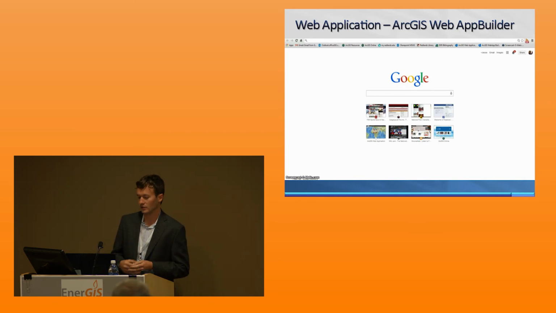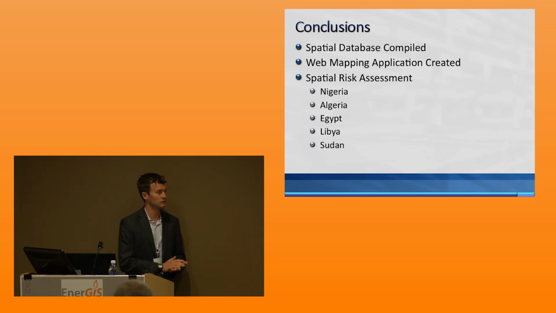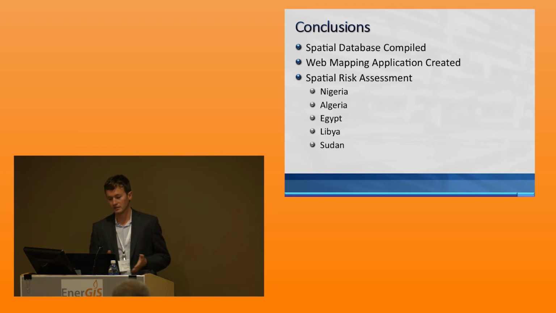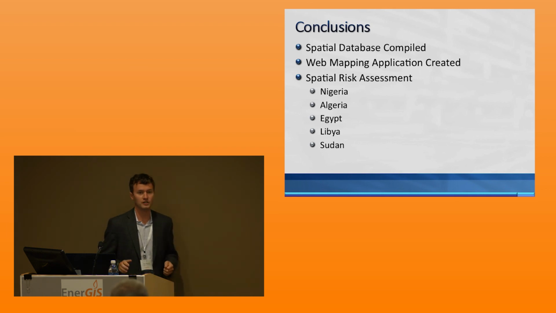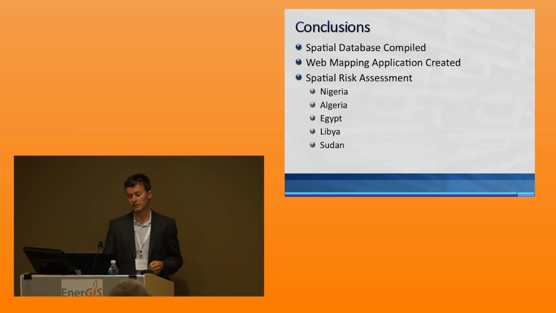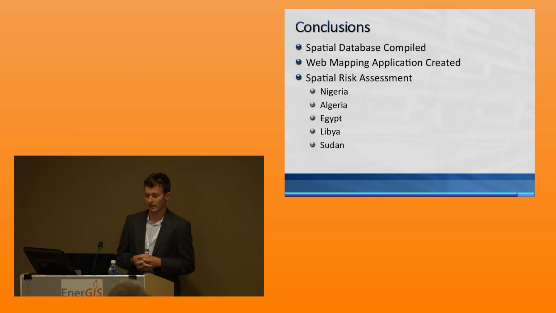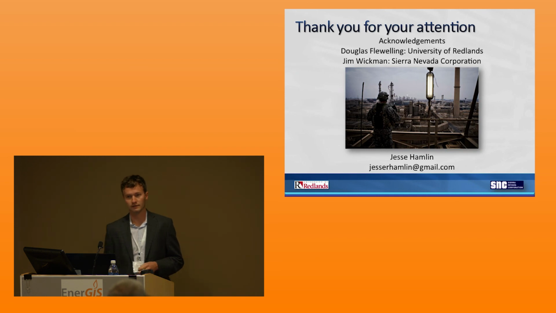This is just one example of how you could use this application. I'm going to wrap up here with some quick conclusions for the project. A spatial database was compiled for the client, Sierra Nevada Corporation and SOCOM, who had little spatial information at the beginning of the project, and that database was delivered to the client. A web mapping application was created to house that data and allow them to view and upload information. And a spatial risk assessment was conducted, in which the major findings were that there were 5 primary countries the client needed to focus on: Nigeria, Algeria, Egypt, Libya, and Sudan. Thanks.